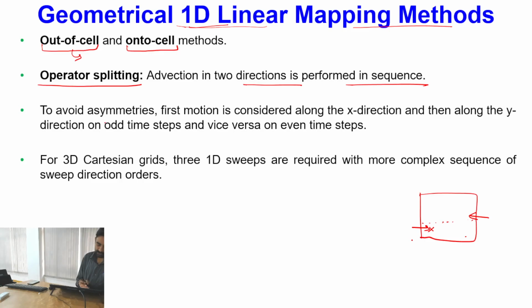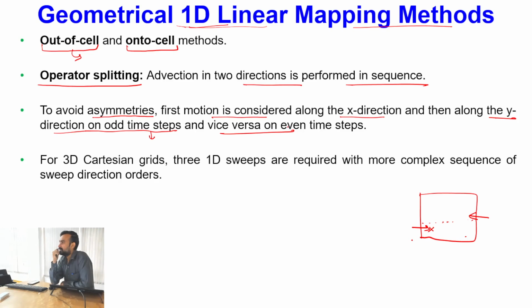Okay, so that is what is written over here. To avoid asymmetries, first motion is considered along the X direction and then along the Y direction on odd time steps, and vice versa on even time steps. So on alternate time steps we are changing the direction of the advection simultaneously. Is this point clear?